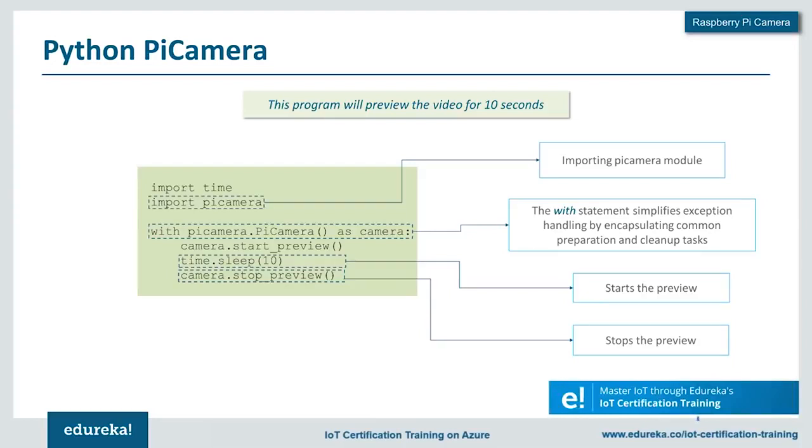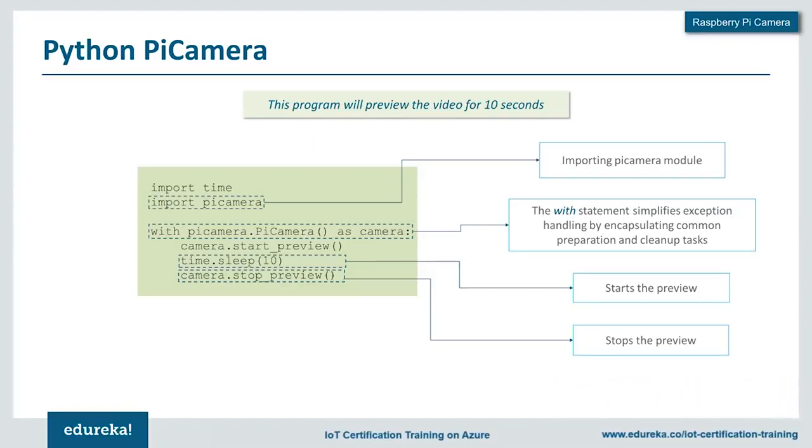Now, if I use the command camera.startPreview, it's going to give me a preview of what my camera is seeing. And I call a sleep for 10 seconds. This in turn will ensure that for the next 10 seconds, the camera preview is on. Once that's done, I'm going to stop the preview. So what I have here is a preview of what my camera is seeing for 10 seconds.